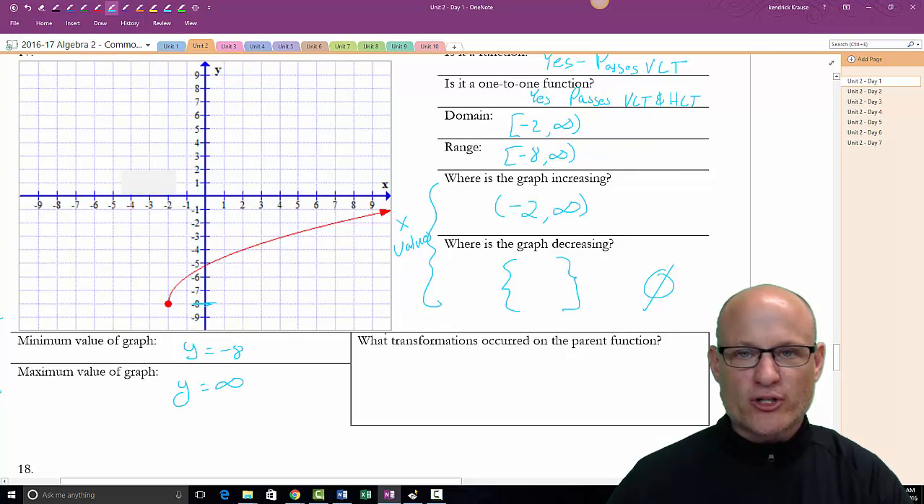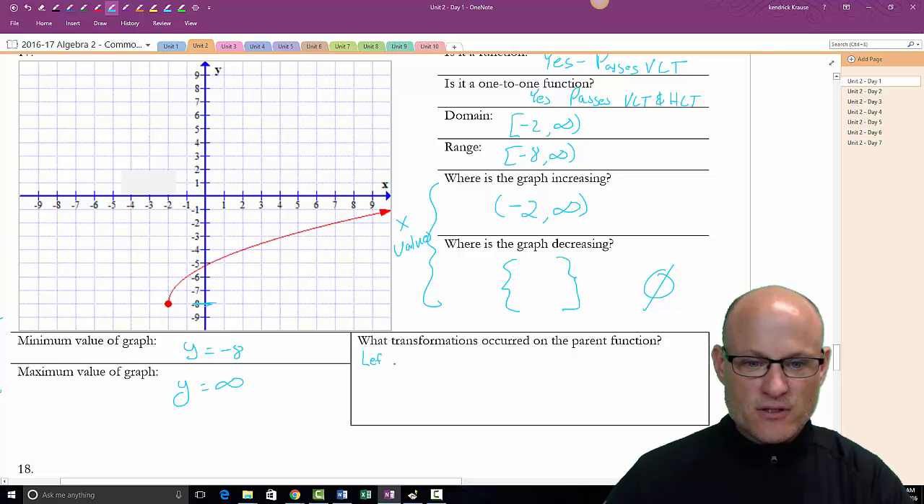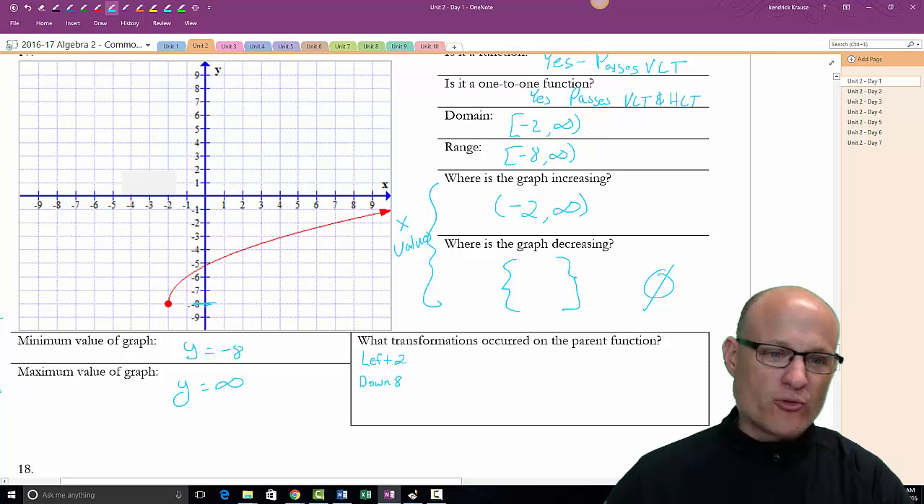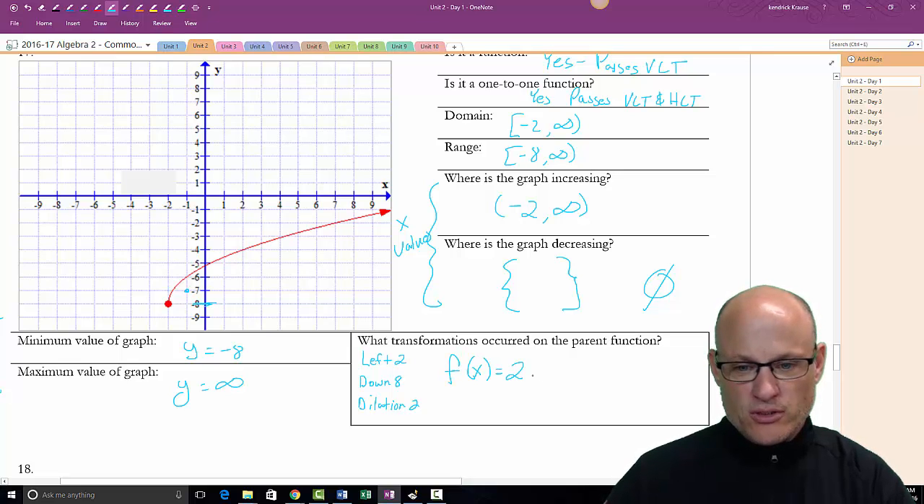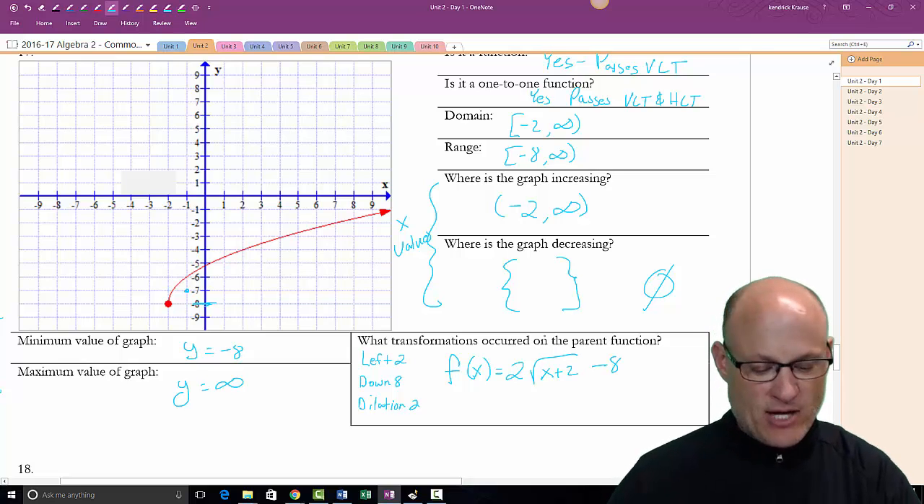What transformations occurred on the parent function? Okay. Clearly it moved left 2. Clearly it moved down 8. It also has a dilation, because don't forget, we're supposed to be able to go to the right 1 and up 1. We went to the right 1 and up 2, so it's got a dilation of 2. Now, if I had to write this function, it would be f of x equals 2, this is a square root function, x plus 2, because it moved left 2, down 8. And that would be the function.